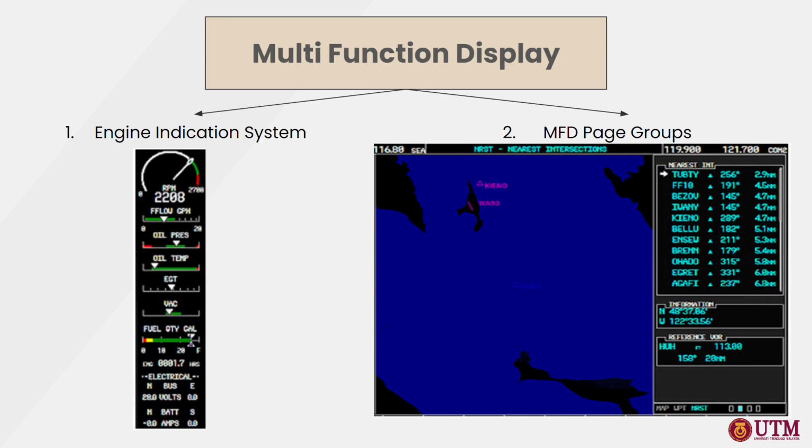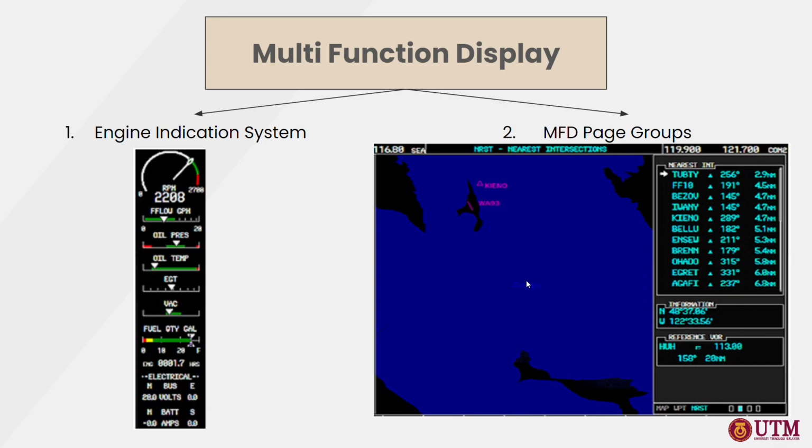The GPS multi-function display combines the engine information with a full-featured GPS and moving map display. So the first one is the engine indication system, which is displayed on the left side of the MFD and includes gauges, bar graphs, and numeric readouts of engine parameters. And the second one is the MFD page groups. The GPS or navigation information that appears on the MFD is presented on pages, and you can only view one page at a time.